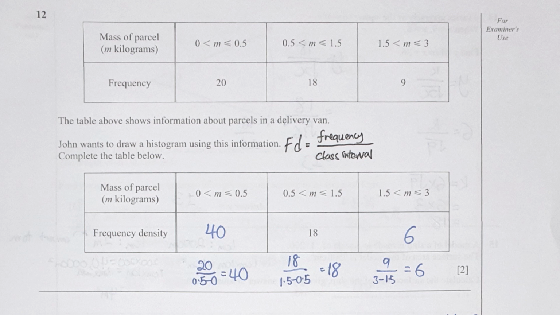So for the group between 0 to 0.5, you just take 20 divided by 0.5. Your frequency density will be 40. Repeat the same and take 9 divided by 1.5, your result will be 6.